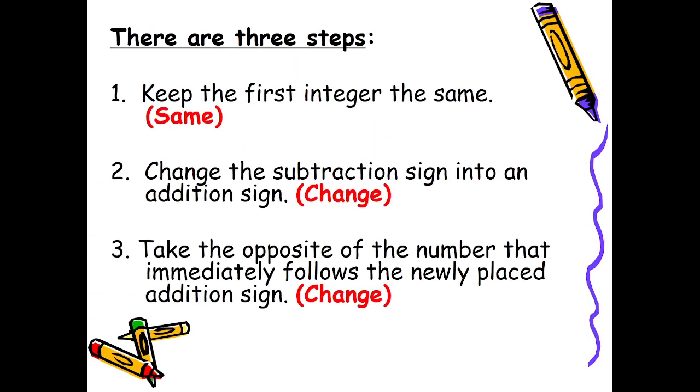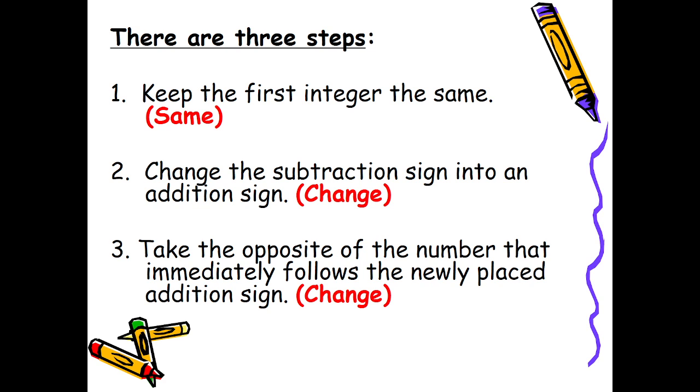I have 3 steps for you. The first step is to keep the first number or the first integer. In a subtraction sentence, it's usually called the minuend, the first number there. So we just keep it. We will not change anything on it. So the key word here is the word same. Step 2 is to change the subtraction sign into addition sign. Now, this simply means that we need to change the minus sign into plus sign. Our keyword here is the word change.